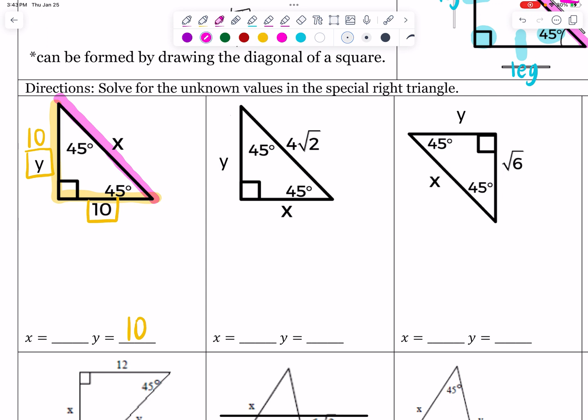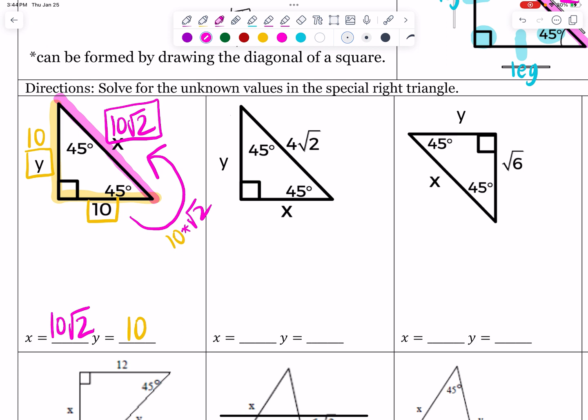To get to the hypotenuse, which is x, I'm getting bigger. I'm going to take that leg and multiply by the square root of 2. So that's going to be 10 times the square root of 2. What is 10 times the square root of 2? Well, when you simplify that, that is just going to be 10 root 2. 10 root 2 is what your hypotenuse is. So leg, leg, leg root 2.